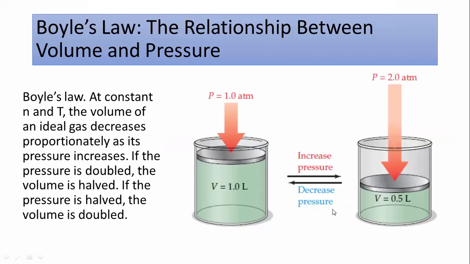If your temperature is not constant or the number of moles is not constant, of course, you are not going to get this relationship as we have explained, because temperature and number of moles are also going to influence the volume and the pressure.